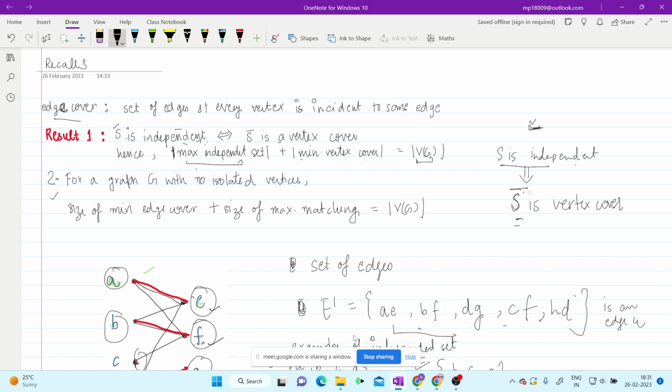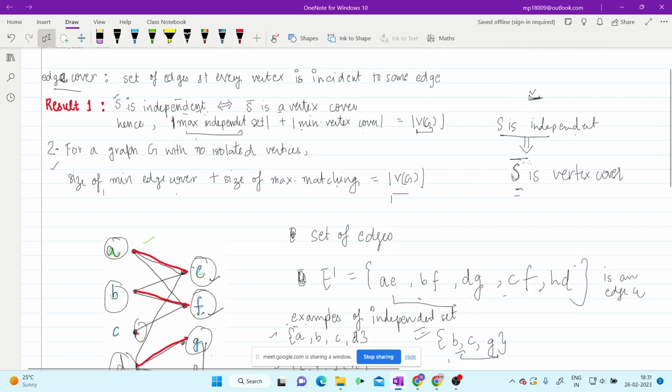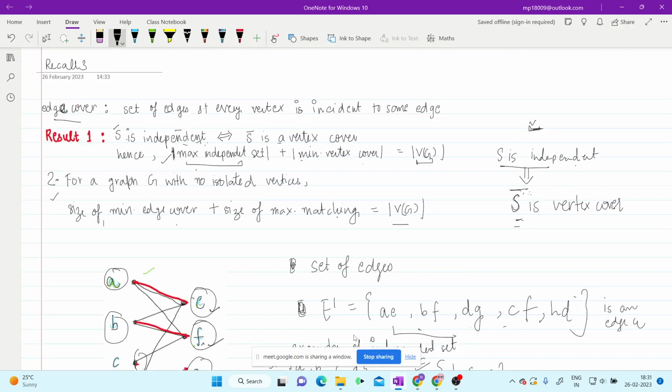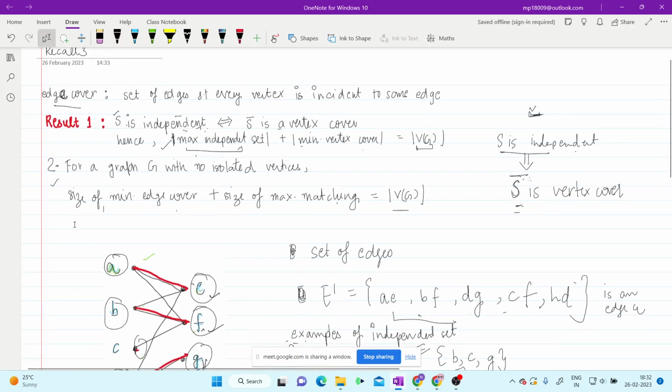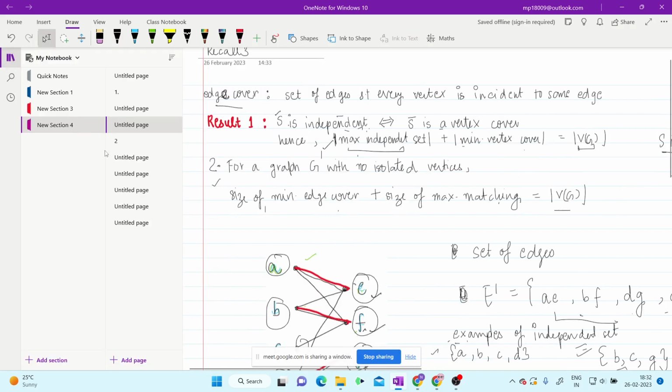And then we have another result that the size of the minimum edge cover plus the size of the maximal matching is equal to the order of vertices. For the time being, don't worry about the proof, but remember these two equalities: for a general graph G, the size of the maximum independent set plus the size of the minimum vertex cover is equal to the order of vertices. And if we have a graph G with no isolated vertices, then the size of the minimum edge cover plus the size of the maximum matching is the total number of vertices. Remembering these two equalities, let's solve the next question.